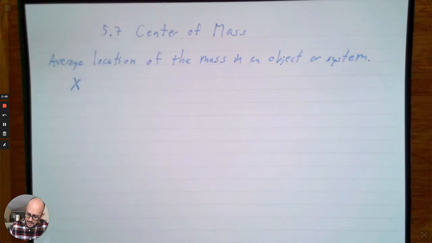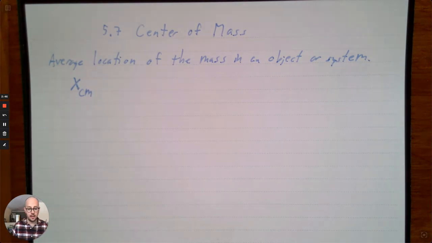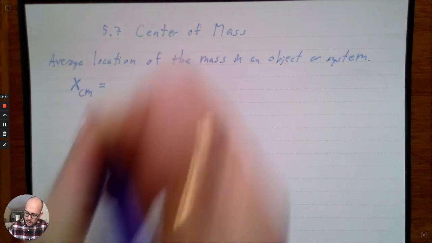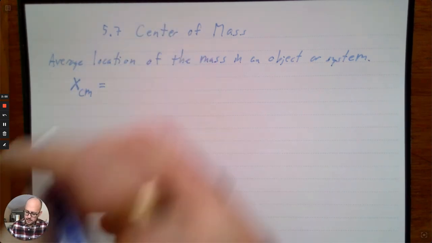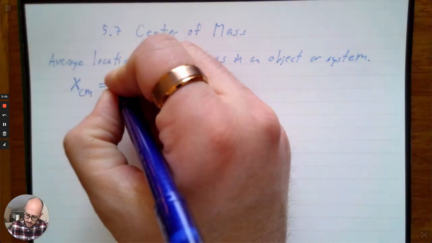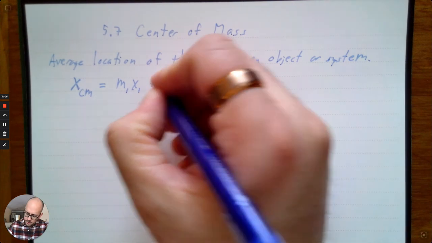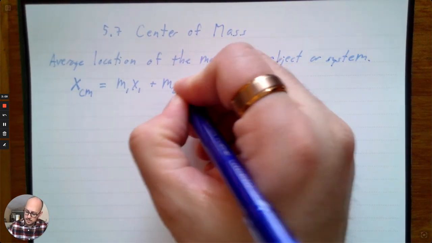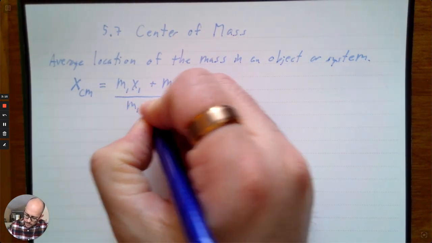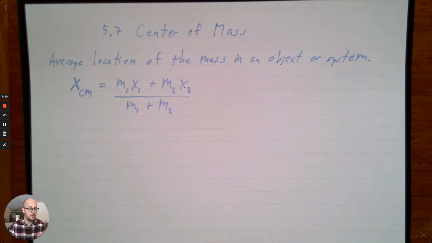The average location of the mass of an object, so x is our variable for position, and cm is our subscript for center of mass. So this is the position of the center of mass. And it's a weighted average method. So for a system that has two particles, it would be the mass of the first particle times the position of the first particle, plus the mass of the second particle times the position of the second particle, divided by the total mass of the system. Now, you don't need to know this equation. I'm just using it to kind of prove something about momentum.